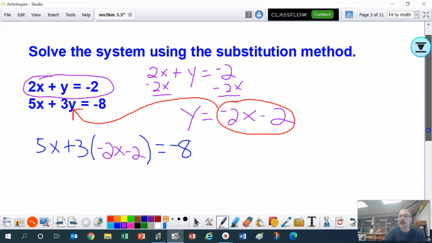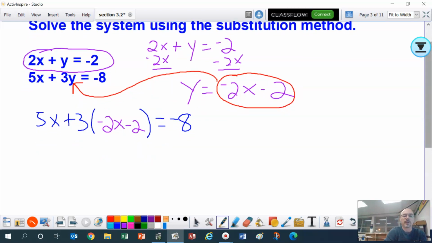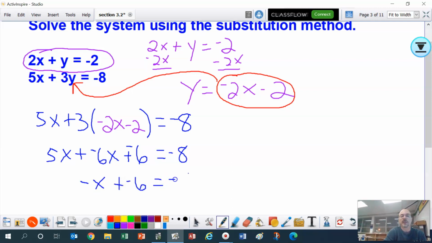All right, it's algebra time, ladies and gentlemen. Here we go. So we've got 5x, plus negative 6x minus 6, or plus negative 6, I guess I could just do that, or I could put minus 6 there, equals negative 8. All right, combining like terms. We've got negative x plus negative 6 equals negative 8. And we're going to go ahead and add 6. All right, so I'm going to go over here now. So now I've got negative x equals negative 2.